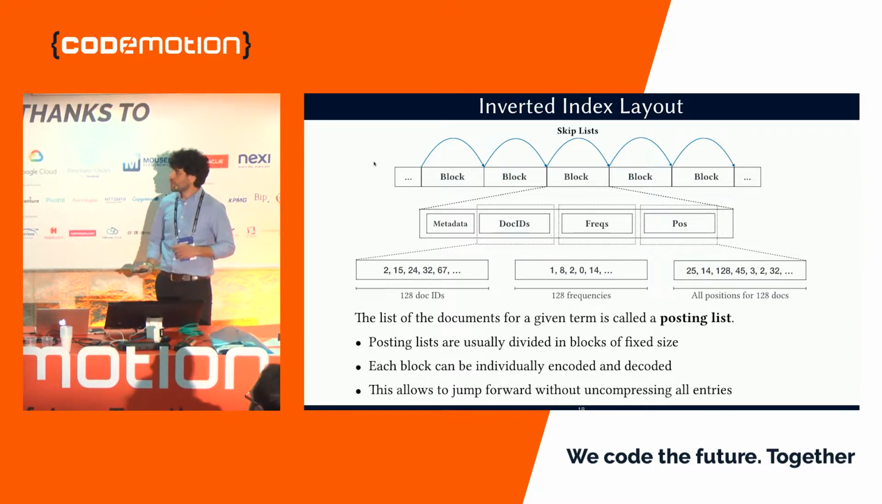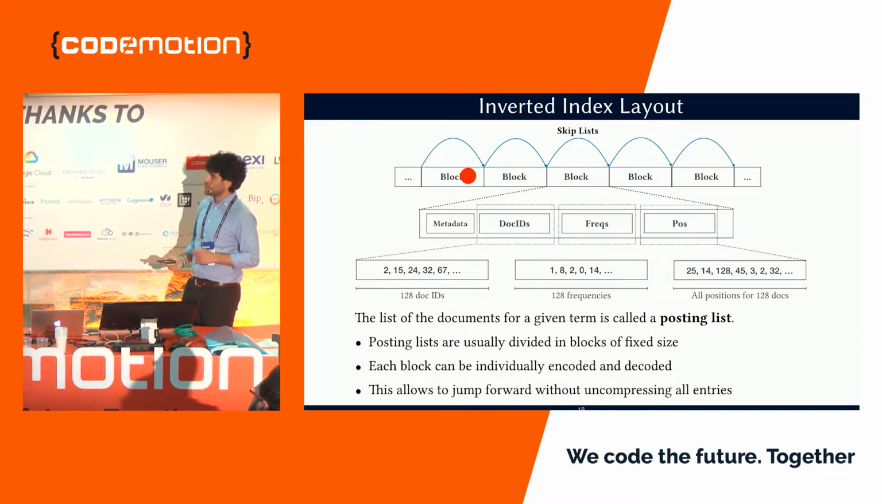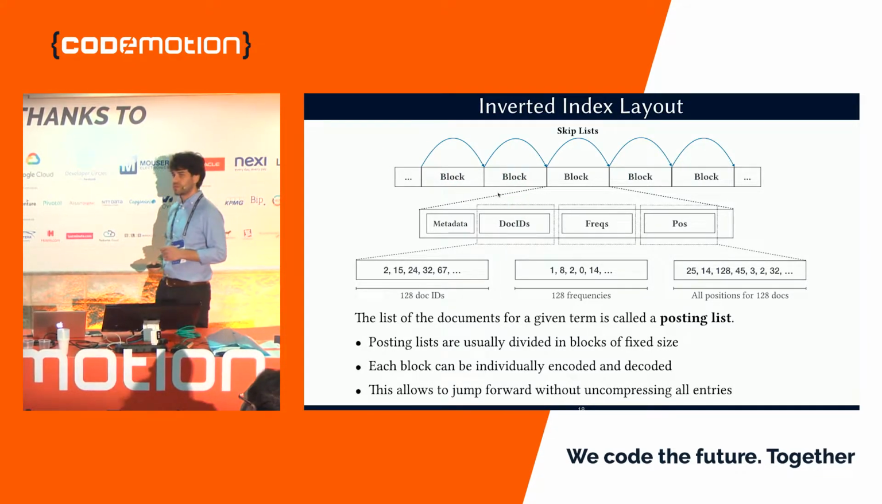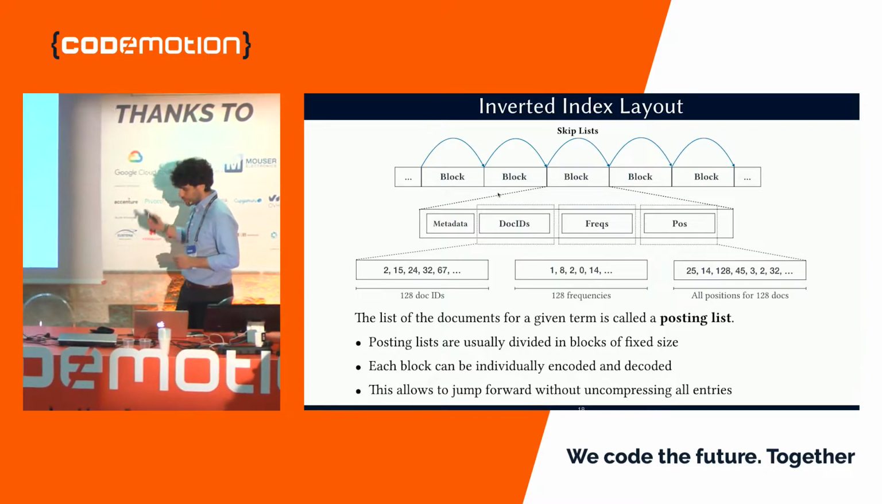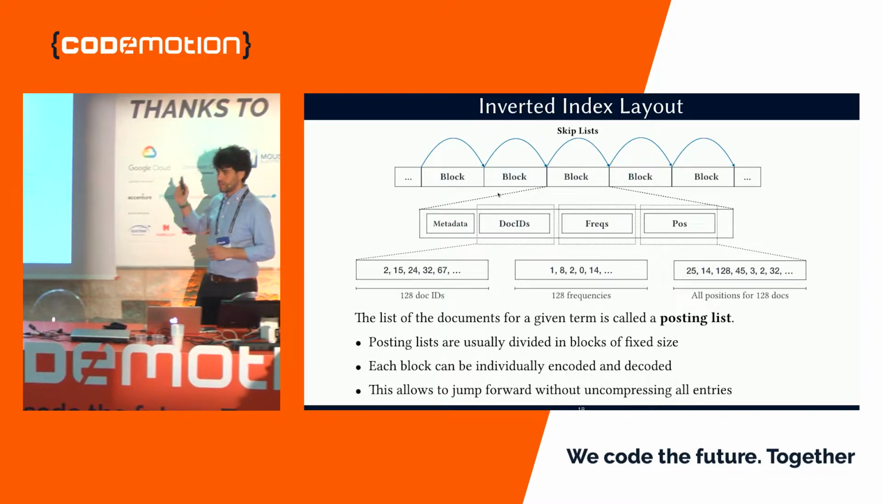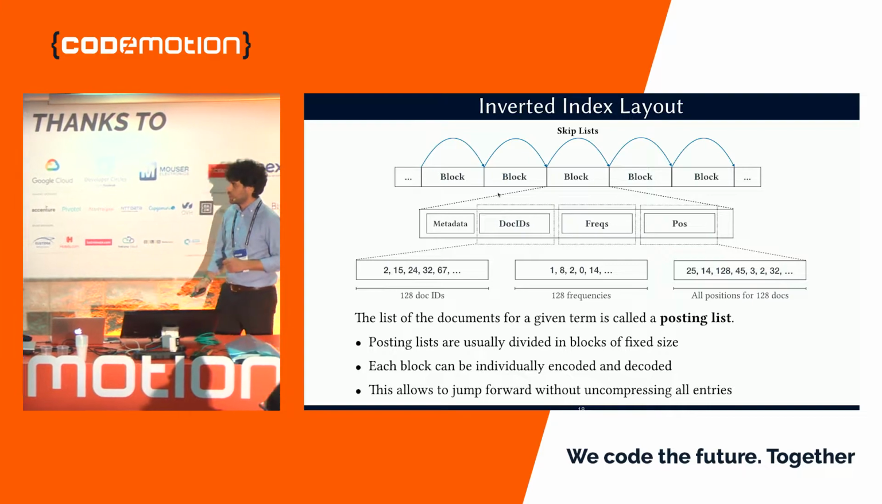What you can do is compress these blocks individually. And why do we need to compress them? Because these lists, as I said, are giant lists. They contain millions of integers.